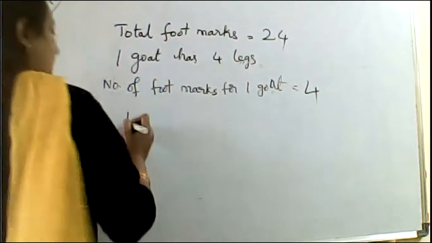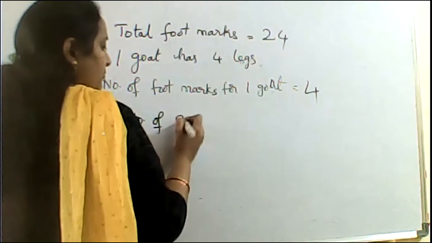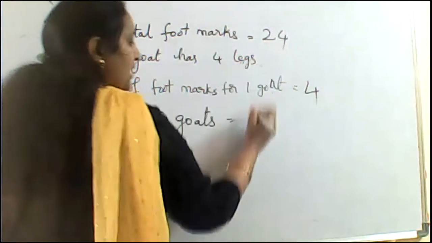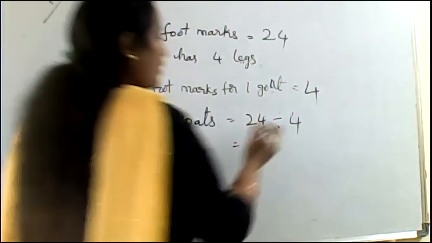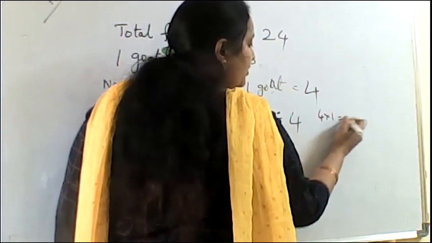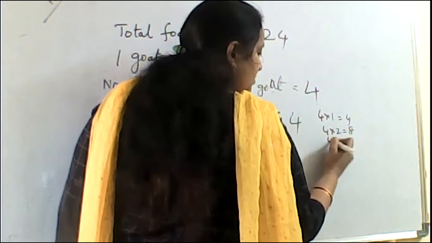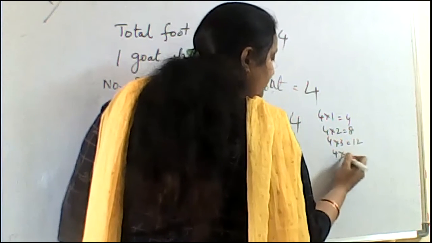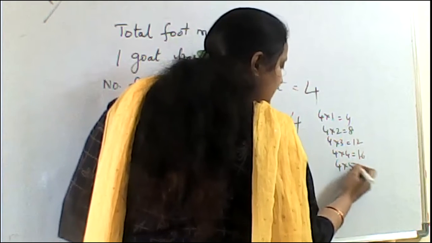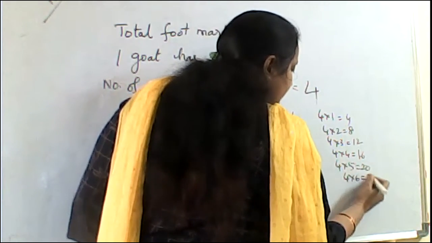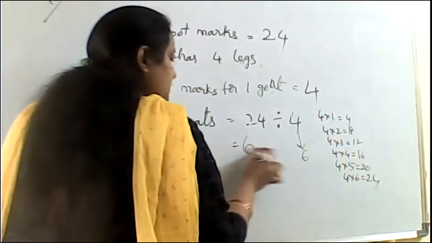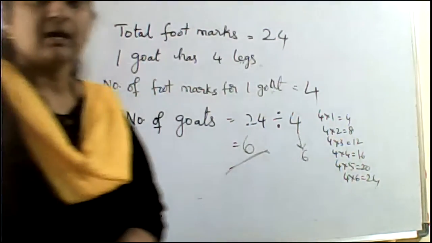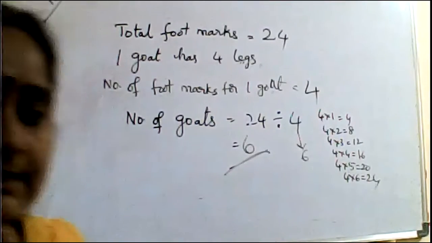Now number of goats we need. How many goats do we have? We have to find it out. So total footmarks divided by footmarks of one goat. When will you get 24 in the 4 table? 4 ones are 4, 4 twos are 8, 4 threes are 12, 4 fours are 16, 4 fives are 20, 4 sixes are 24. So 4, 6 times we are getting 24. So the answer is 6. Number of goats is 6.